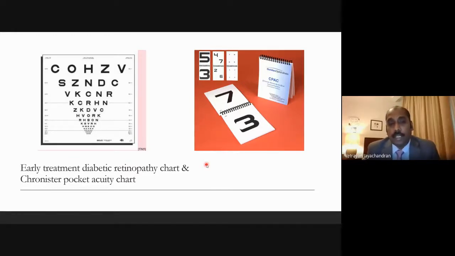Another advantage of using this chart is you can carry it anywhere because it's pocket size. You can put it in your coat pocket and take it whenever you want to measure visual acuity. But the Slanted chart is like a big chart, and sometimes it will be difficult for you to carry. You can use this Chronister pocket acuity chart both for adults and also children.